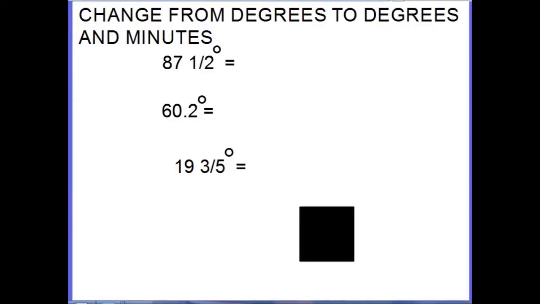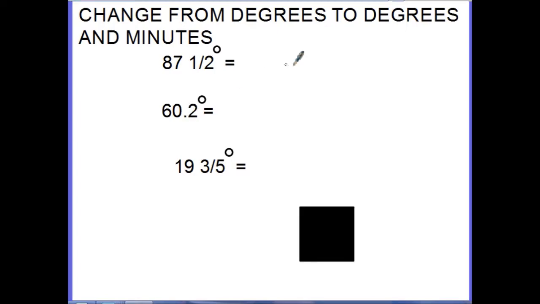Now the next thing we're going to do is change from degrees to degree in minutes. Now here's what we're going to do. The part that's going to become a degree based on our fraction is going to be the whole number. The part that's going to turn into our minutes and possibly our seconds is going to be the fraction part of our degree. So again, the whole number is going to become our full degree. The fraction part is going to be our minutes and our seconds.